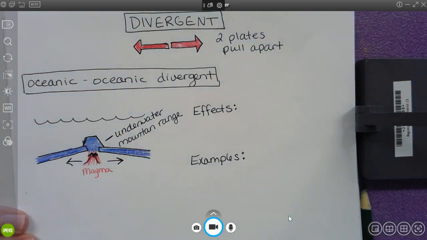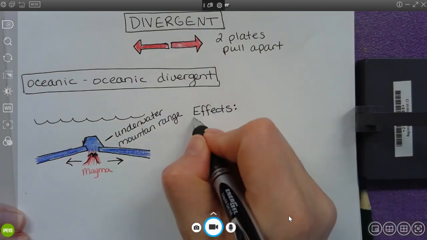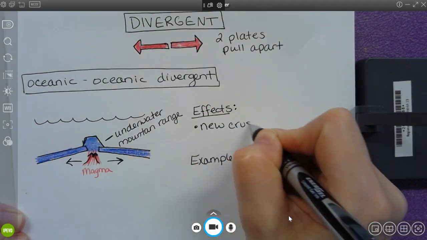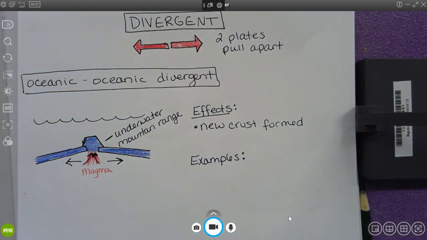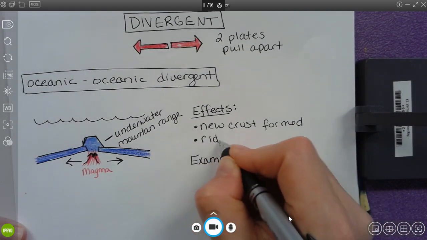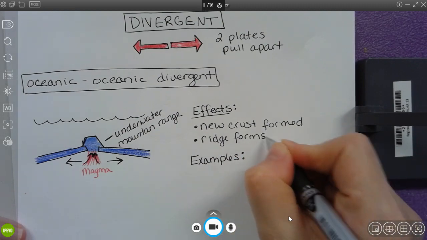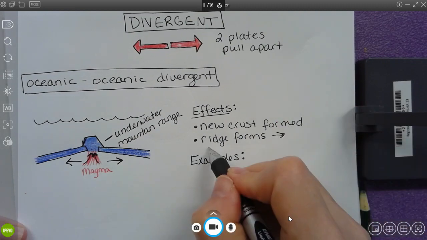Okay, so the effects of an oceanic divergent plate boundary. First, we have new crust that is formed. Brand new crust. As that magma comes up, it cools, it hardens, it is now part of the crust. Secondly, we have a ridge that forms. And we call this process seafloor spreading.